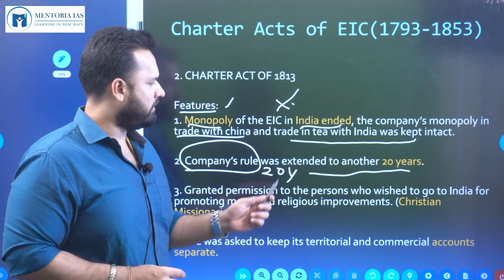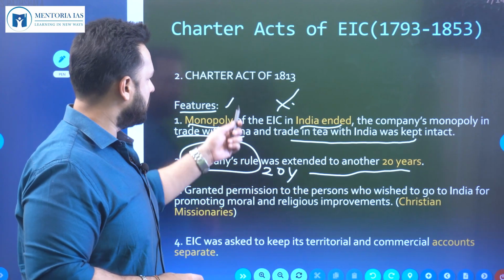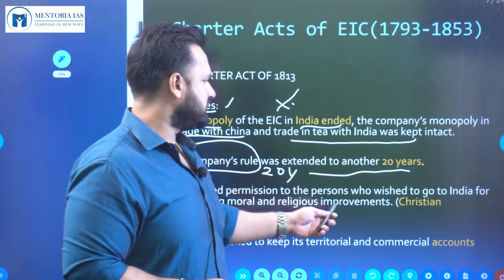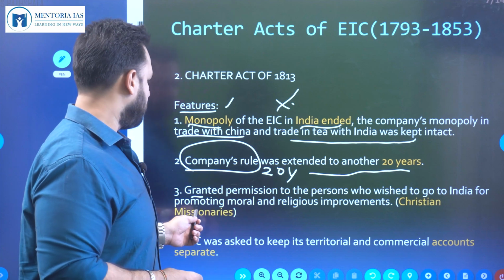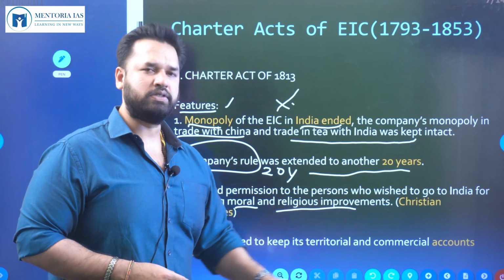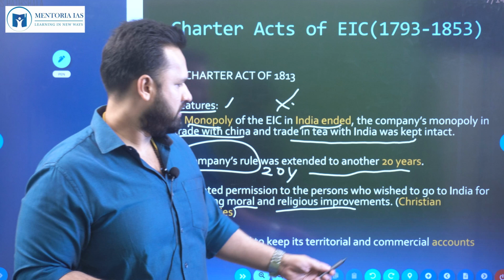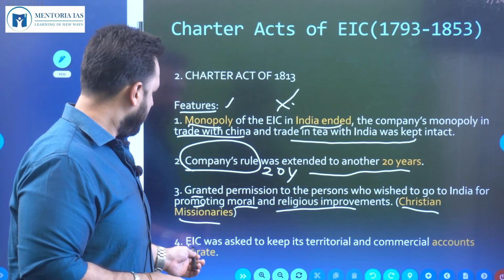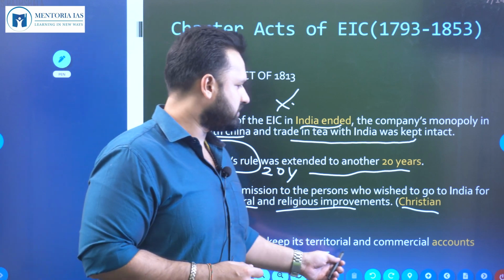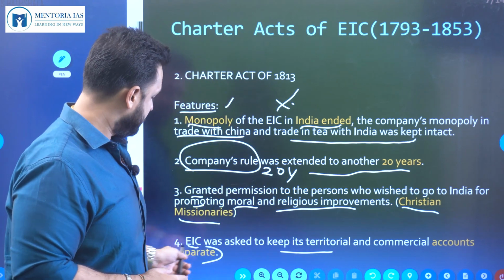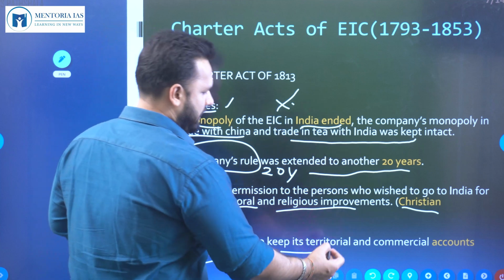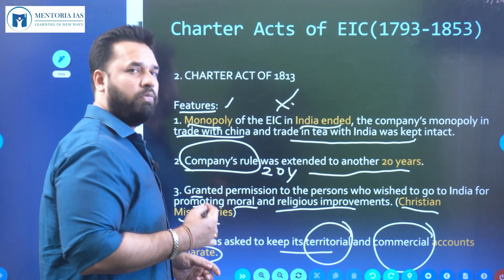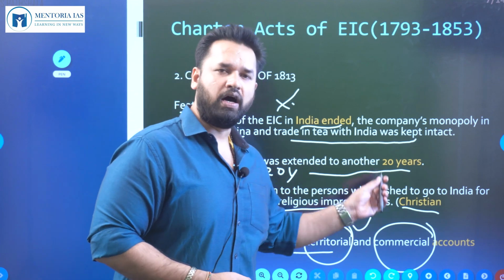But what happened eventually in 1857? The company rule is gone, right? Third, it granted permission to persons who wished to go to India for promoting moral and religious improvements. Simply put, they sent Christian missionaries through this act. East India Company was asked to keep its territories and commercial accounts separate. What got separated? Territory and commerce. That is, politics and commerce accounts are to be separate.